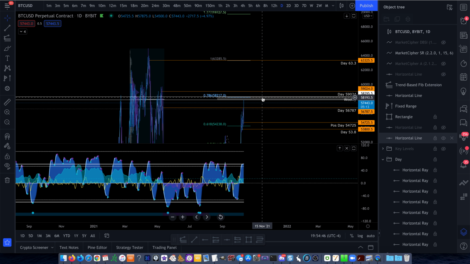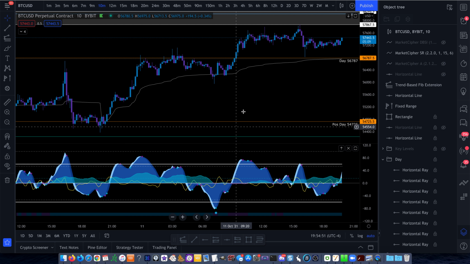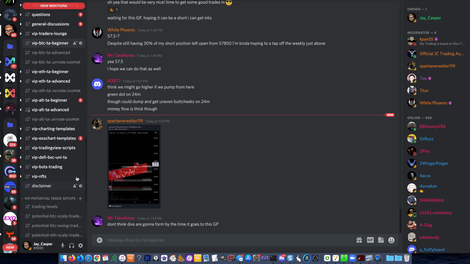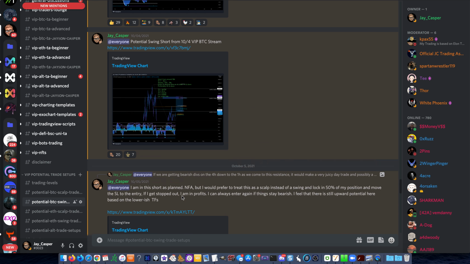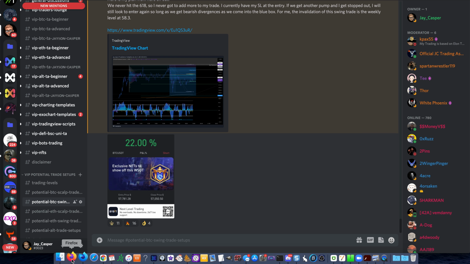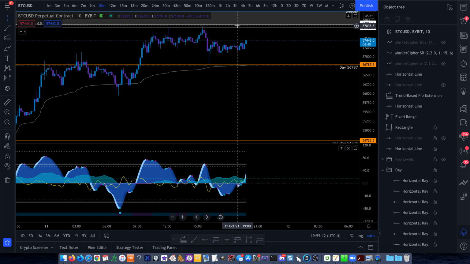This is a zone of resistance. I'm currently looking for shorts here. I'm currently taking shorts here. I'm currently in a short here with the stop loss at my entry. Again, from $57,781. So I am short from right about here, and I've got my stop loss on my entry.